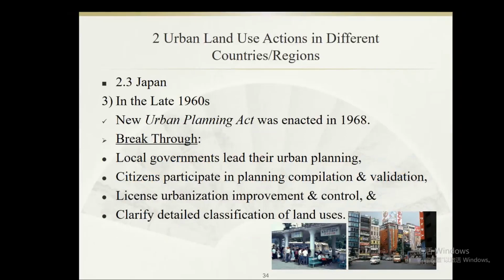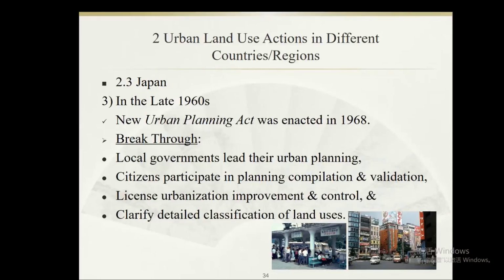The third stage of the urban land use development laws or regulations is the 1960s. Okay, the new Urban Planning Act was enacted in 1968. And here there were new breakthroughs. First, local governments lead their urban planning. Before this time, who has the urban planning rights was a little chaotic. Okay, from this time, it's clear, local governments lead that, okay? The second, citizens participate in planning, completion, and validation. This is the second breakthrough.